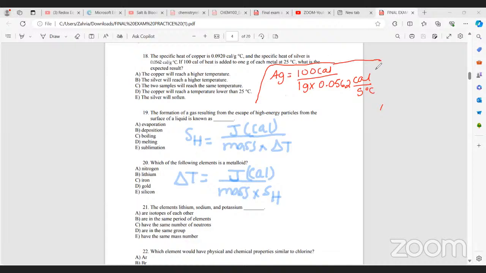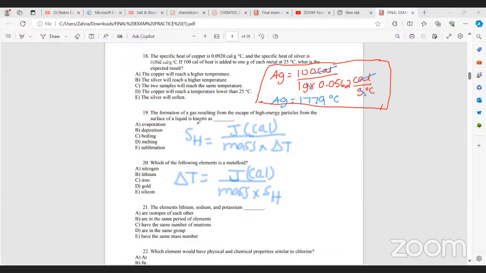Okay, what you're going to realize here is that when we plug this into our calculator, remember, your units are going to cross out, your grams are going to cross out, your calories are going to cross out. So your degrees Celsius is going to be there. So when we plug this into our calculator, we're going to say 100 divided by 0.0562, and we get 1,779. All right, so that's silver's number. Ag is equal to 1,779 degrees Celsius. So we're going to put that there, okay?